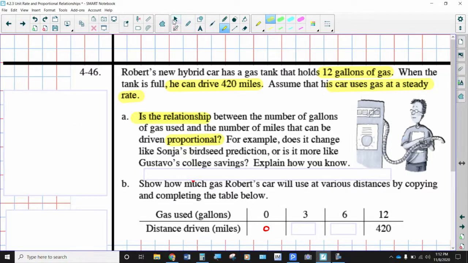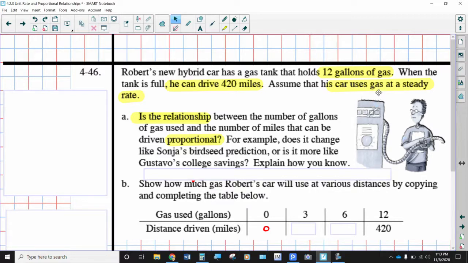All right, so let's start with this. Robert's new hybrid car has a gas tank that holds 12 gallons of gas. When the tank is full, he can drive it for 420 miles before it is empty. So assume that his car uses gas at a steady rate.